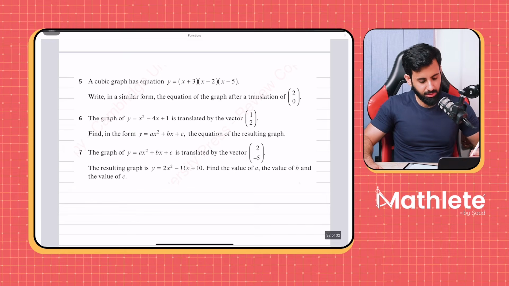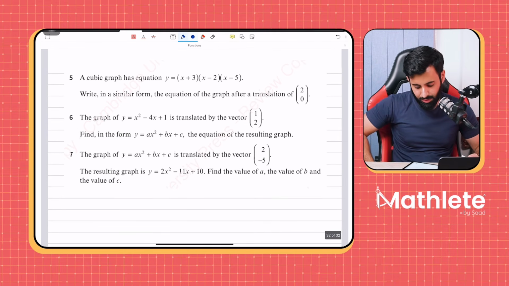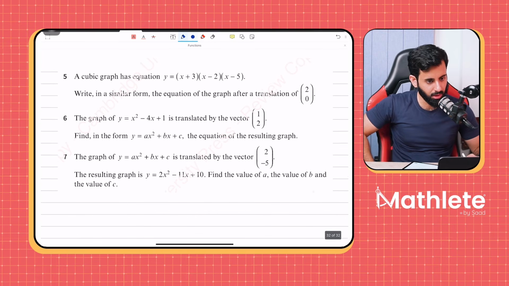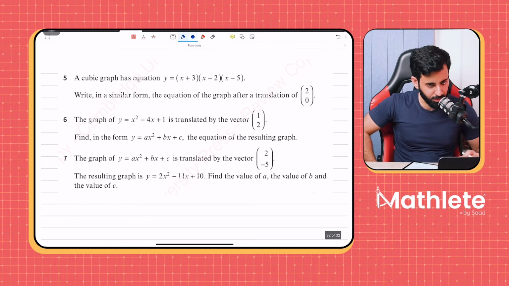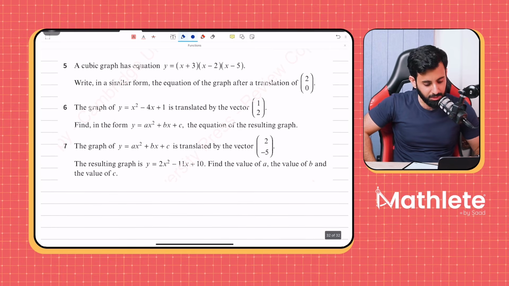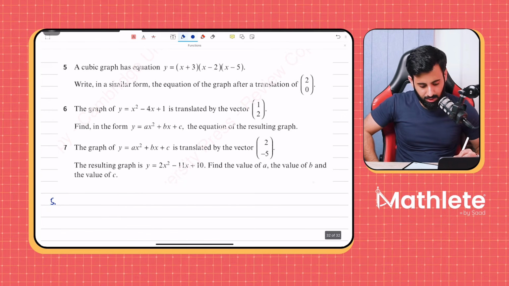A cubic graph has the equation so and so. Write in similar form the equation of the graph after a translation of (2, 0). So (2, 0) means the graph is going to move 2 units towards the right. How do you get a graph to move 2 units towards the right? What do you do to x? You subtract 2 from it. Can you tell me what the final answer is going to look like?